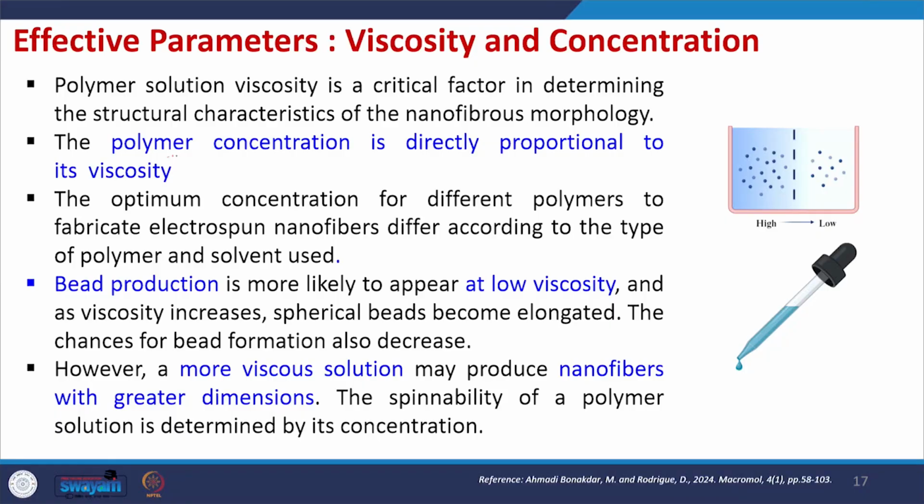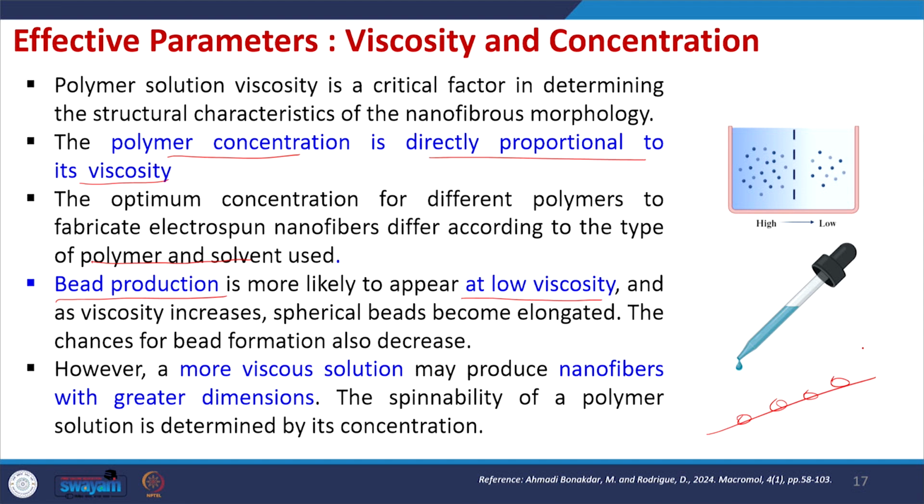The next important parameter is viscosity and concentration. The polymer concentration is directly proportional to its viscosity. The optimum concentration for different polymers varies according to the type of polymer and the solvent used. And if you are using the polymer at low viscosity, it leads to bead production. When you are making the fibers, you get bead formation.